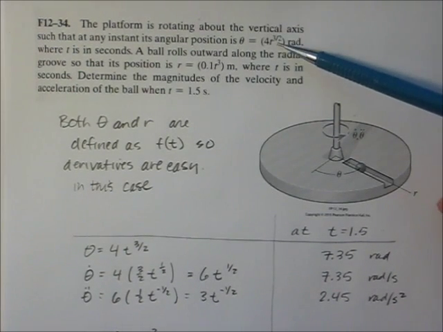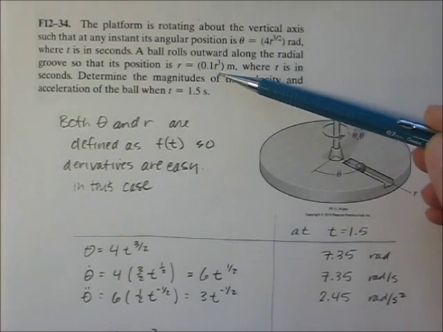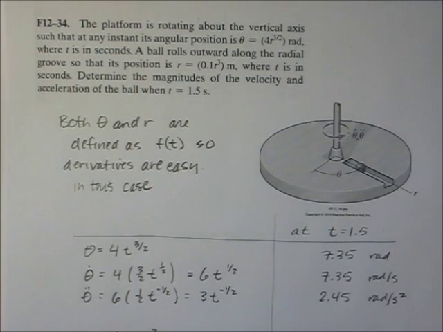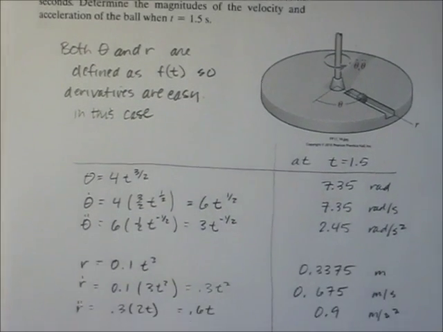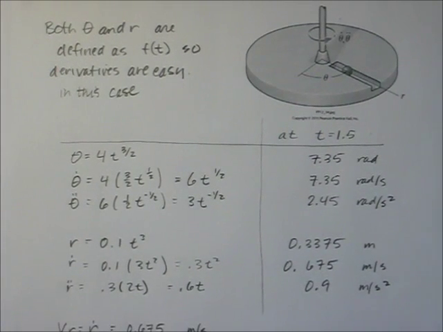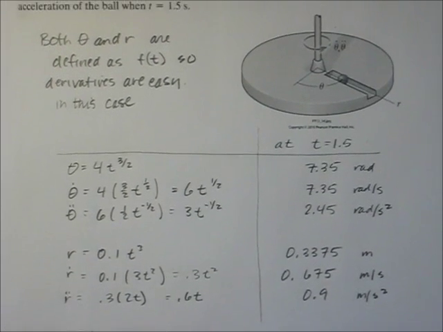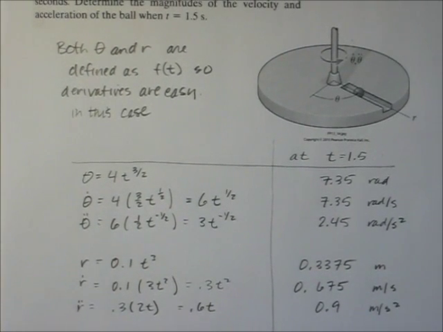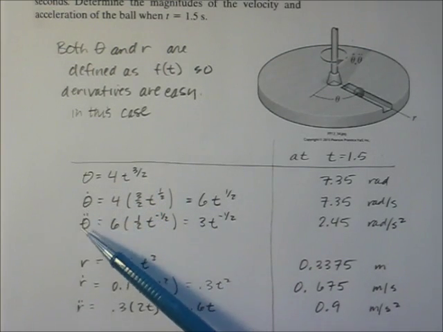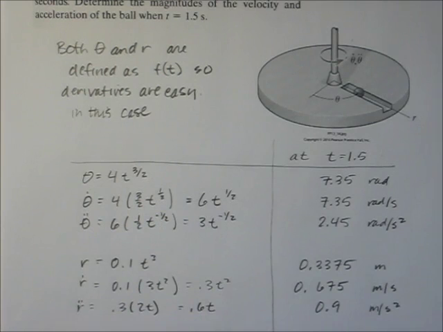So it says that theta is defined as a function of time, 4t to the 3/2. R is also defined as a function of time, 0.1 t cubed. When both of them are defined as a function of time, it's fairly easy to do the evaluation. But what I'd like to do is set this up in a table format. That's a really good method for handling these types of problems. What we're looking for, again, is the components of the velocity and the acceleration. So we're looking for theta, theta dot, theta double dot, r, r dot, and r double dot. If we put them in a table format and evaluate them like that, it's fairly simple.